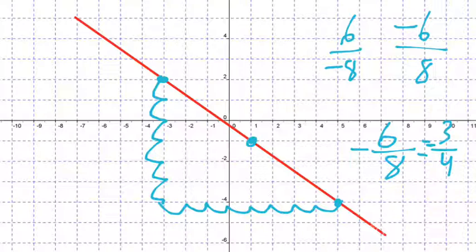This is rise over run right here. I mean, this is slope. Exactly, it's like stairs.